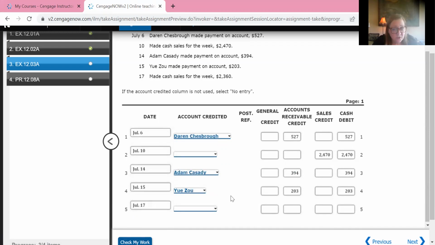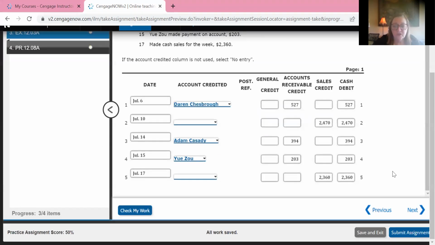We made cash sales for the week, so no entry for the account name because there's no specific customer. There's nothing in accounts receivable either. Let me do the cash part first. We collected the cash for the cash sales, $23.60, and we record it as sales revenue, which is a credit, $23.60. Okay, I think it's good.